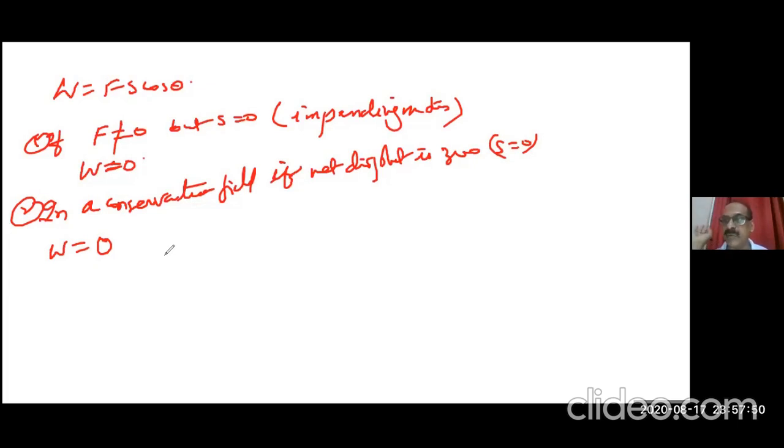Example, gravitational field. When you lift an object, energy is stored. When you release the object, the same energy is used. But on a floor, say friction. Here I am pushing an object to here. It will not come back to its own place because that energy is lost on the spot in the form of heat or sound. So friction is non-conservative. Its energy will not be stored. Clear? Gravity is conservative.